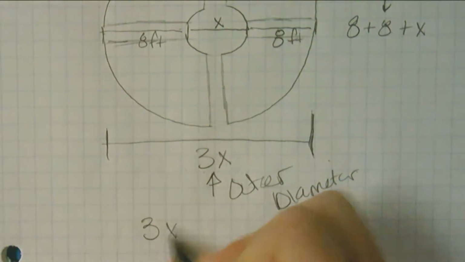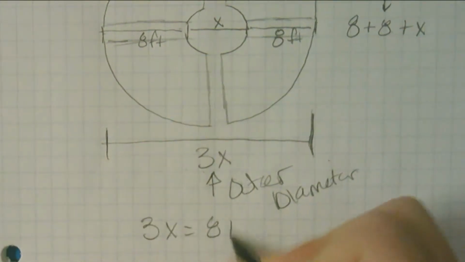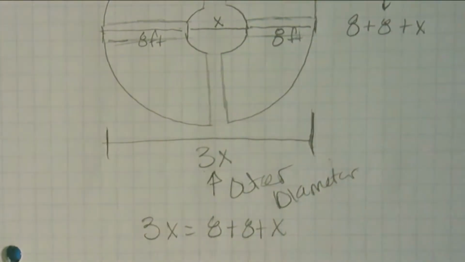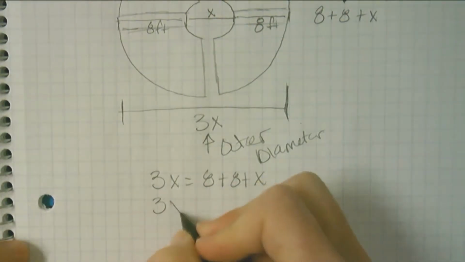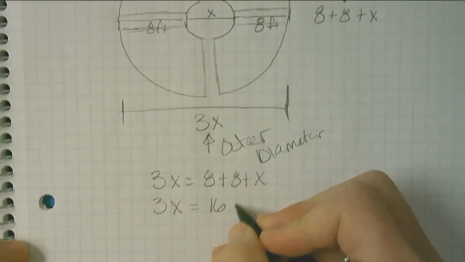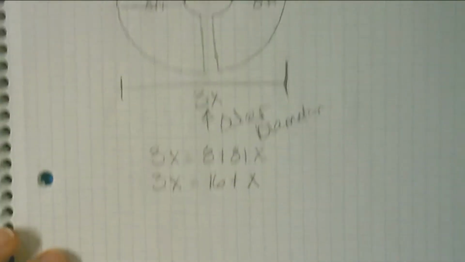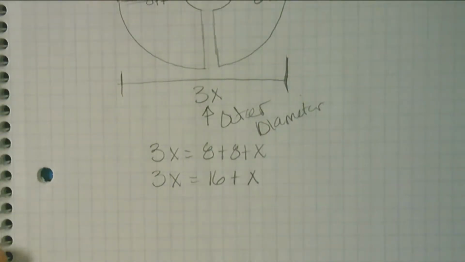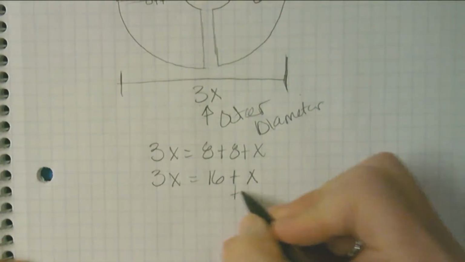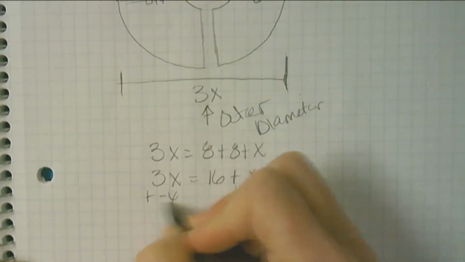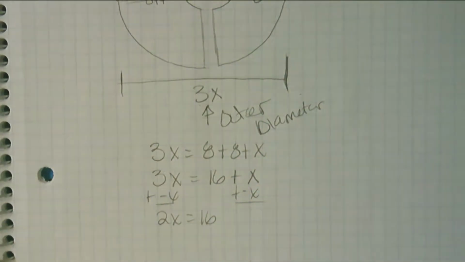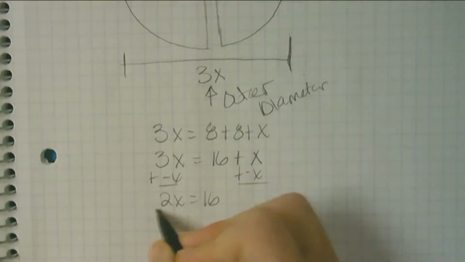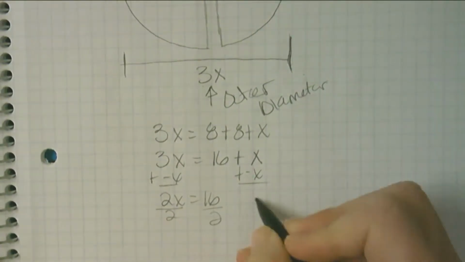So I have 3x is equal to 8 plus 8 plus x. Or if you add those together, it would be 16 plus x. And now I can just solve. 3x is equal to 16 plus x. What am I going to do to solve it from here? Amanda? All right, so I get 2x is equal to 16. Go ahead, Amanda. Excellent. And what do we get for my x?